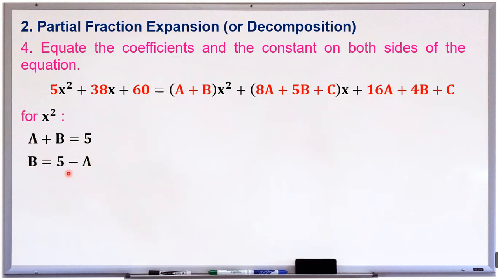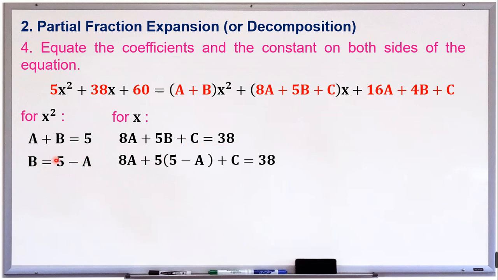Since we have a value for B that is in terms of A, we can substitute this to our variable B on the x equation. So you have 5 times 5 minus A. Then combine the terms that contain A. So we have 8A minus 5A, that is 3A. Then transpose 25 to the right side. So we have 3A plus C equals 38 minus 25. So we have 3A plus C equals 13.